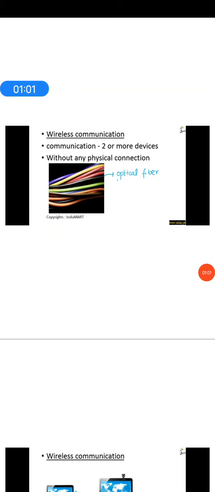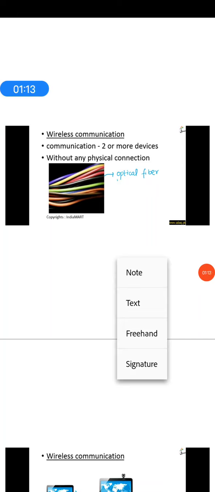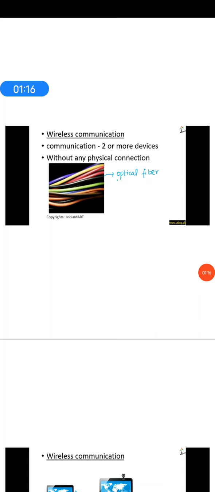I would like to show you this picture. Initially, when we don't have wireless communication, we have wired communication. These are the optical fibers that transmit our data through a physical medium. Wireless communication means the same data is being transferred but without using wires.